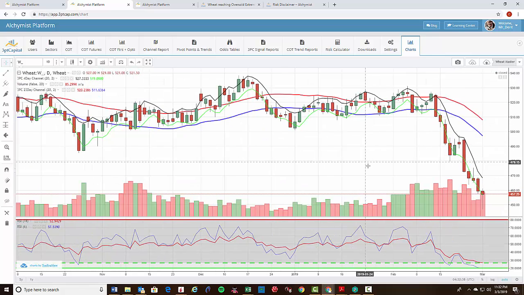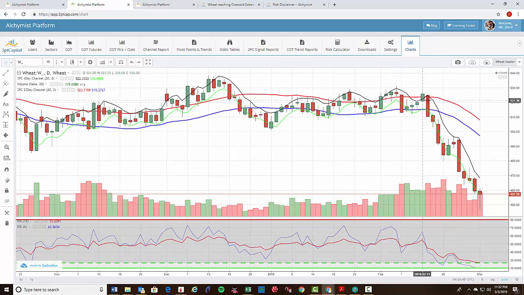And here we go. So again, clear downtrend. We can see prices diving below the 4-channel low, which was definitely piquing our interest. We're stopped out for a small loss, but now here we have another sign of a bottom.